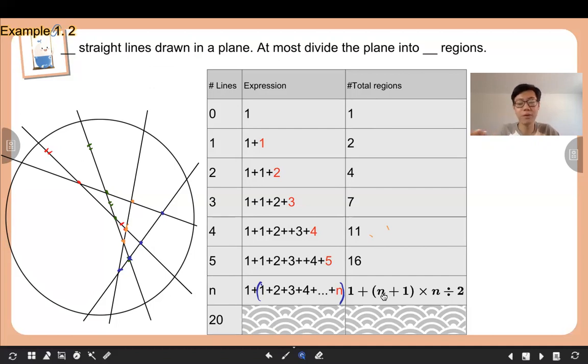All right. If you didn't get it, feel free to ask me after class and I can show it to you. But anyway, let's proceed to the case that n equals 20. That's our question here. If we have 20 lines, how many regions can we have at most? Again, let's start with our expression. How should we write this expression?